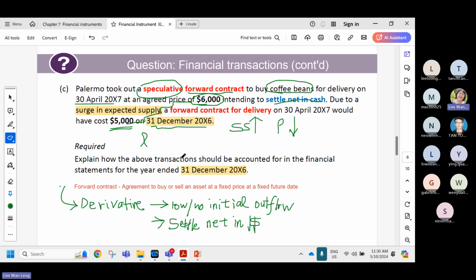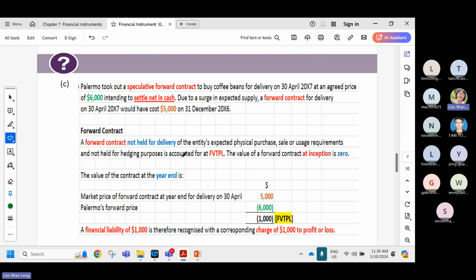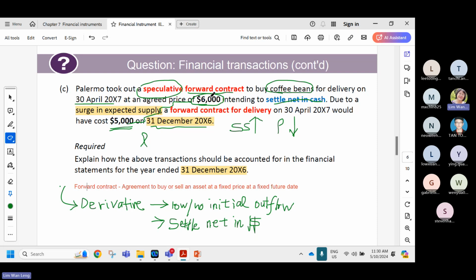So how do I account for this in the financial statements? This is a forward contract. A forward contract not held for delivery of the entity's physical expected purchase and not held for hedging purposes is to be accounted for at fair value through profit or loss. Because with this forward contract, we usually do not take possession of the coffee beans. Even though we are engaged in a forward contract to buy coffee beans, we just settle net in cash.